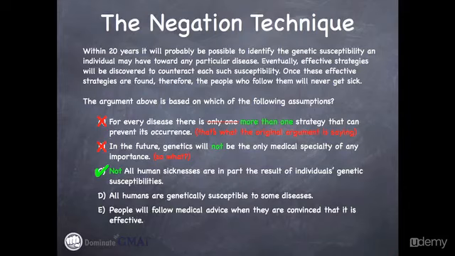Because if we negate that and we say that they're not, what does that mean? Well, remember, what does the conclusion say? The whole argument is meant to say that people who follow these strategies will never get sick. Here's the thing. That only holds if all illness is a result of genetic susceptibilities. Does that make sense? Because in 20 years, they're saying we're going to find all these genetic susceptibilities, we're going to find counteractive measures to deal with these genetic susceptibilities. Therefore, people who follow them will never get sick.